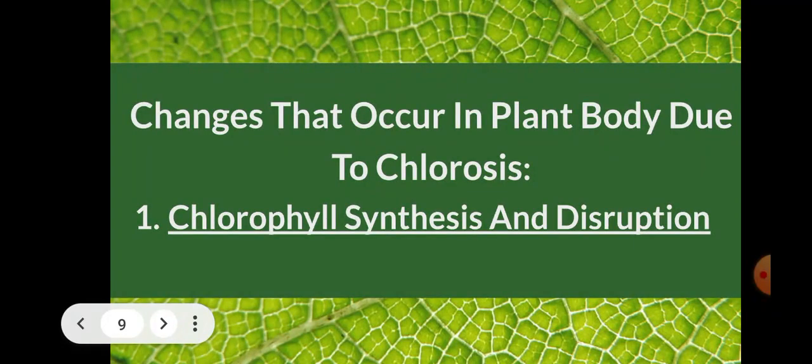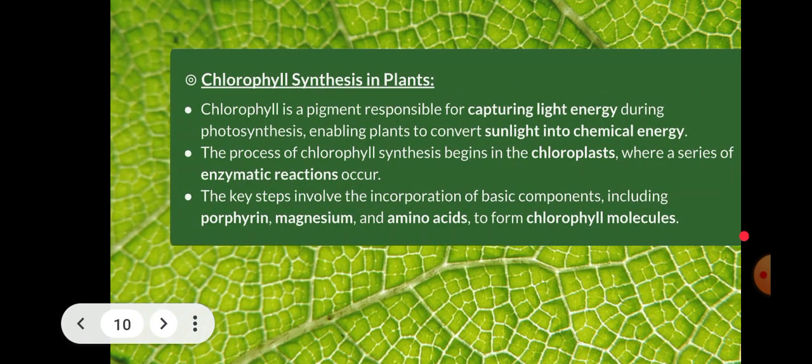Now I will move towards the changes that occur in plant body due to chlorosis. The first one is chlorophyll synthesis and disruption. Chlorophyll is a pigment which is responsible for capturing light energy during photosynthesis, and it enables plants to convert sunlight energy into chemical energy. The process of chlorophyll synthesis starts in chloroplasts, which are organelles and the sites of photosynthesis, and a series of enzymatic reactions happen there.